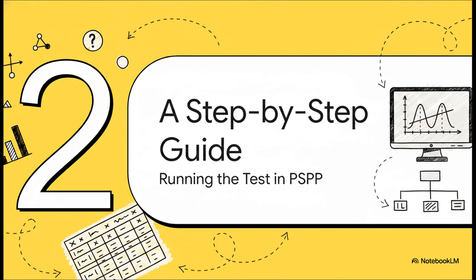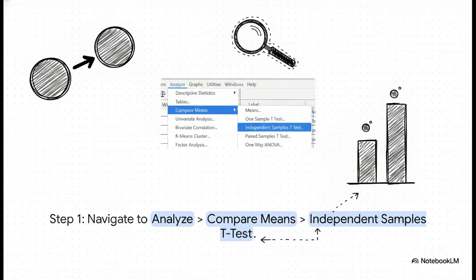Okay, enough theory. Let's get our hands dirty. We're going to walk through step by step how to actually run one of these tests using a free software called PSPP. First things first, you gotta find the test itself. So you're gonna go up to the Analyze menu, click on that, then go down to Compare Means, and from there, you'll see Independent Samples t-test.